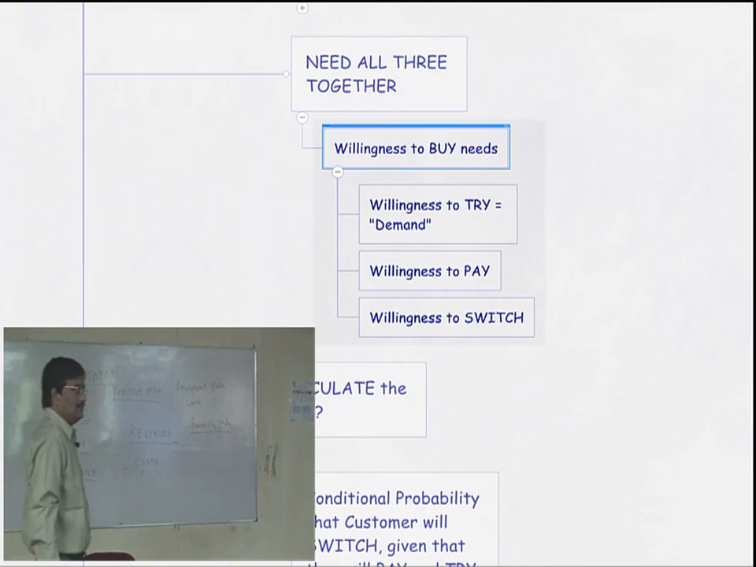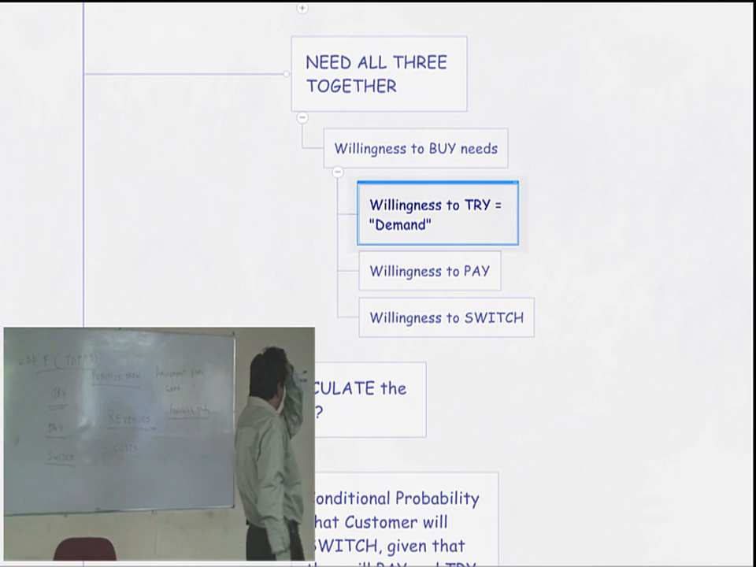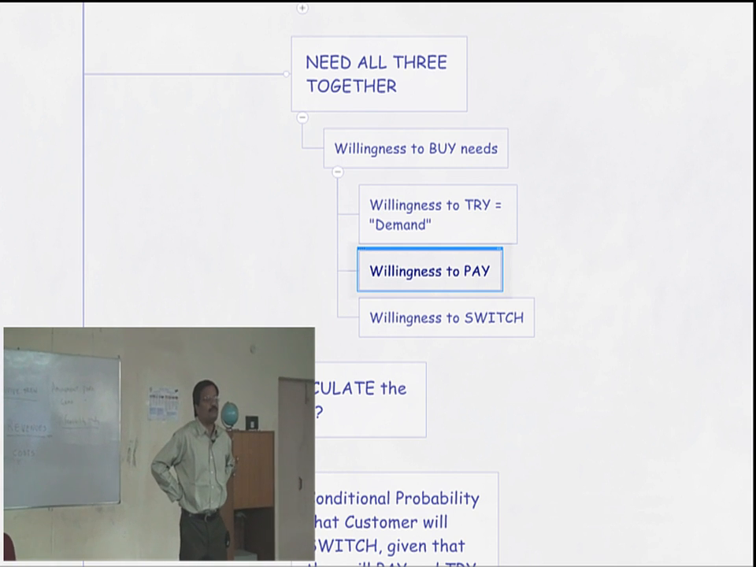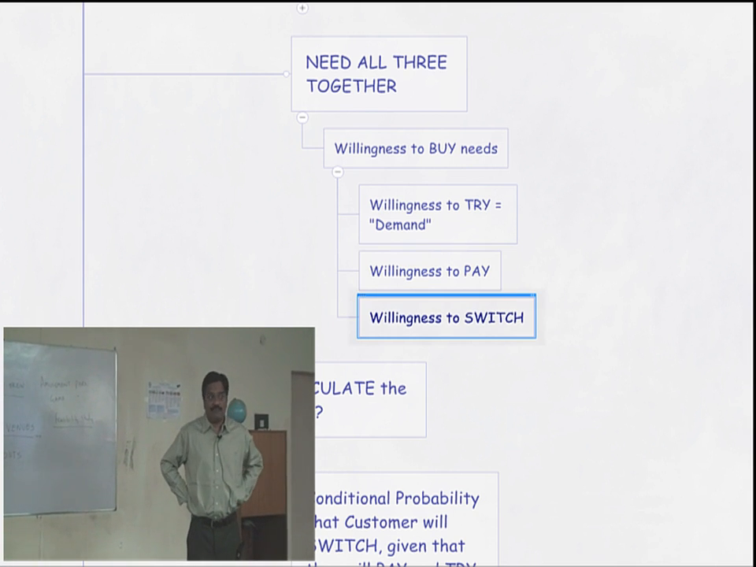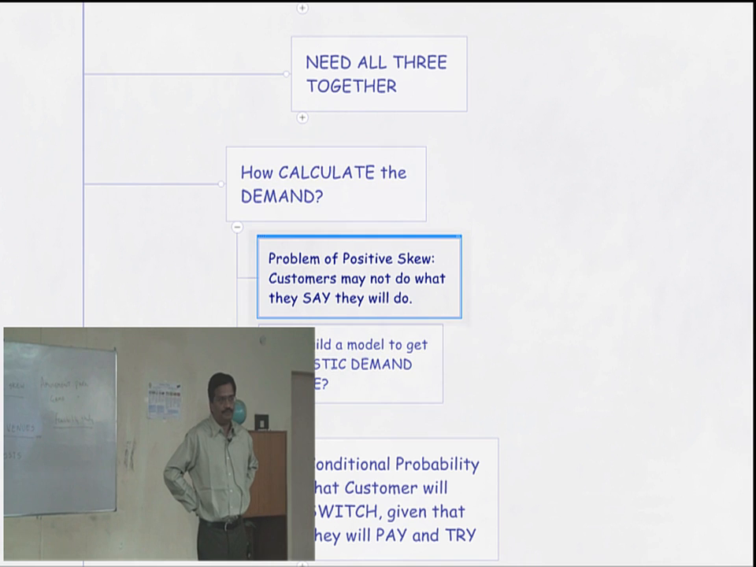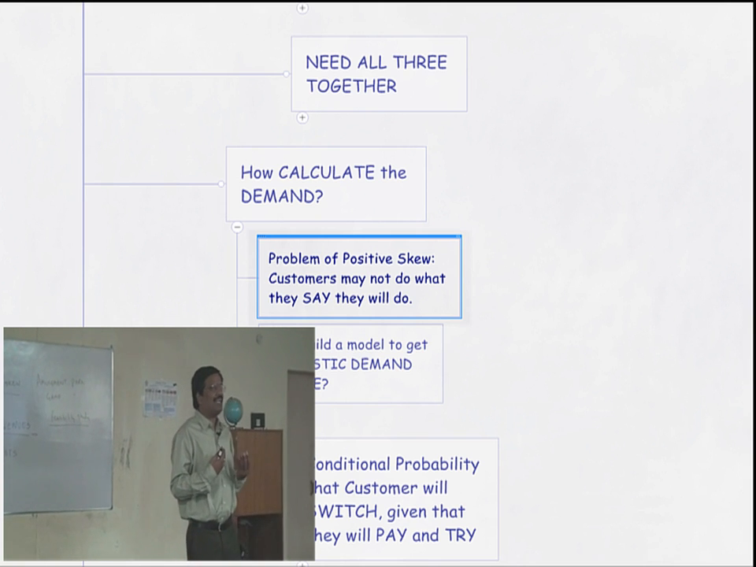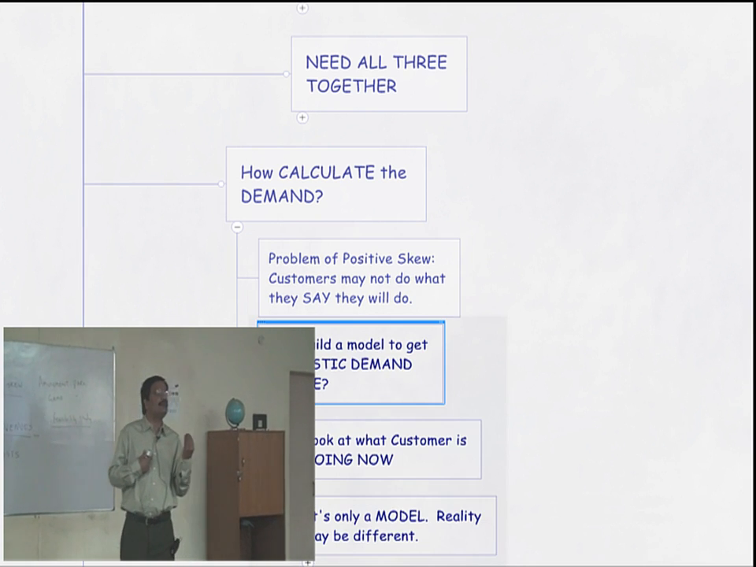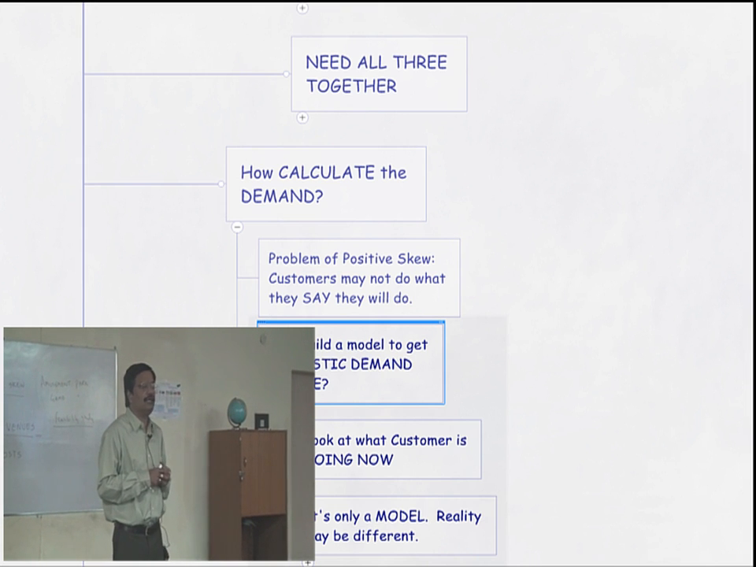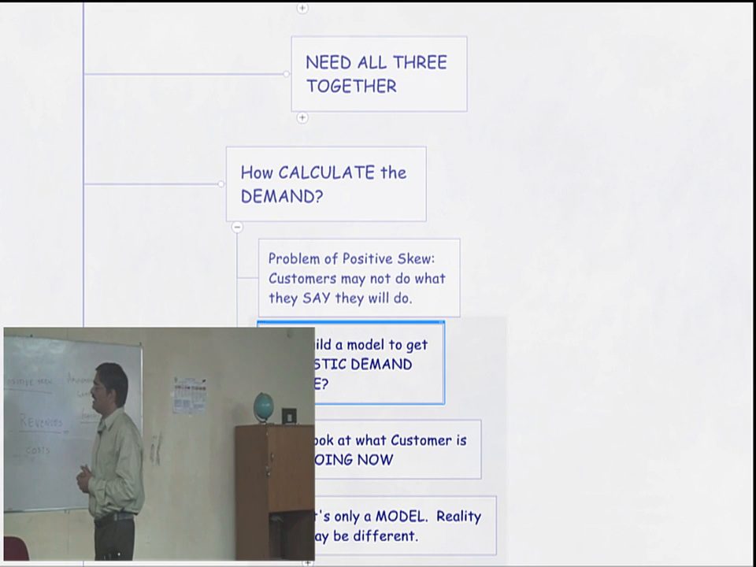As I first said, in all probability most of the people would say yes, we will try. Most would say yes, we will pay. Some may even say we will switch. But actually they may not do so. We have this problem of positive skew. How do we then build a model which will take people's responses as they are, but give us a realistic demand figure? We must get a realistic demand figure. So what do we do for that?